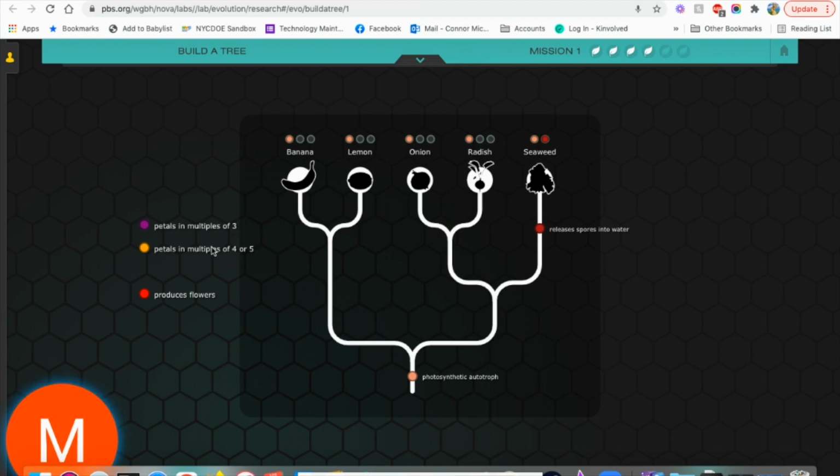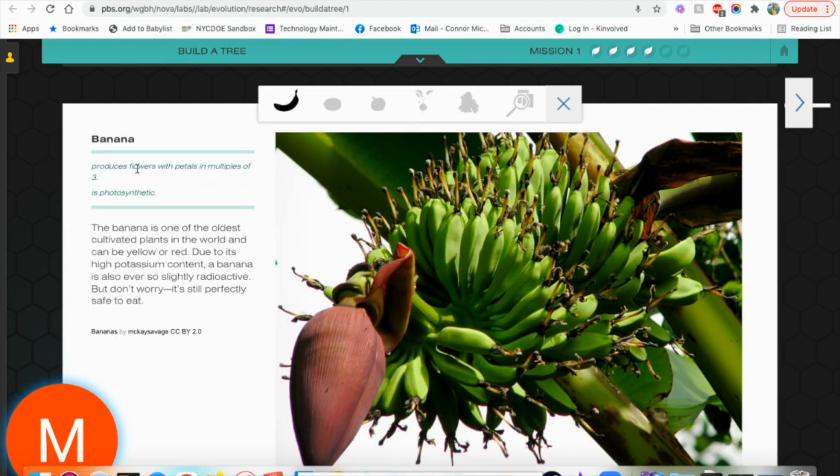I have no idea how many petals in multiples of 3 or 4 or 5. And I honestly don't know which ones produce flowers. So my guess and check game is probably going to take me forever unless I actually look them up. So what I'm going to do, here we go.